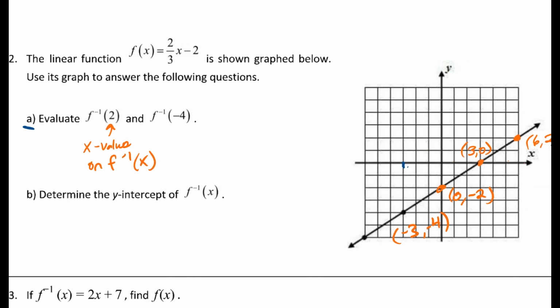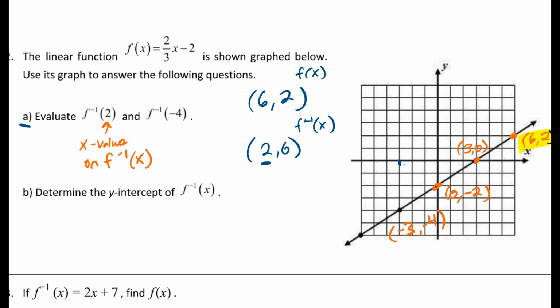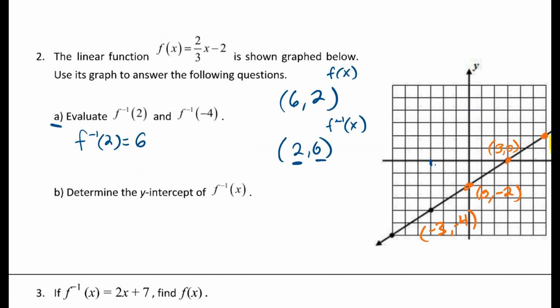So I've got to look to my graph here and see where I have an output of 2. And I notice that this point right here, that's (6, 2), has an output of 2. So if (6, 2) is a point on f of x, the corresponding point on f inverse of x would have to be (2, 6). And the whole idea behind this is that we could swap the x and y values, or swap the inputs and outputs. So if I were to plug in 2 to my inverse function, I should get out an output of 6. So to answer that question, f inverse of 2 is just going to be 6.